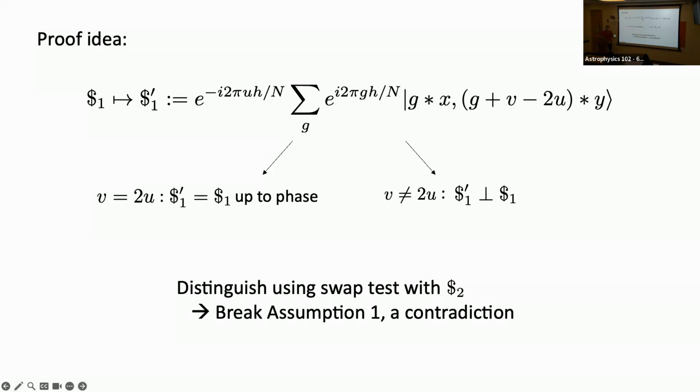So we assume that our arbitrary adversary broke the scheme, giving us $1 and $2. We acted on $1 in some way. And now what we do is we just test if it's still the same state that's contained in $2. And this will actually enable us to distinguish the two cases of our assumption, whether we acted by 2u or acted by something else. And so this breaks the assumption, contradicting the fact that we can assume.